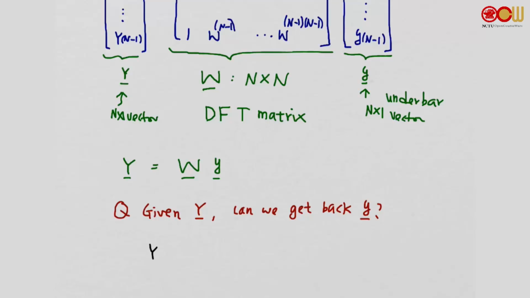But there's a condition. What is the condition? What property does W have to have? W has to be invertible. So is W invertible or not? Let's examine this DFT matrix and see what kind of properties it has, and whether it is invertible or not.